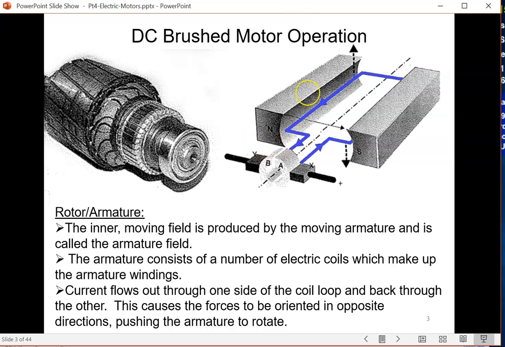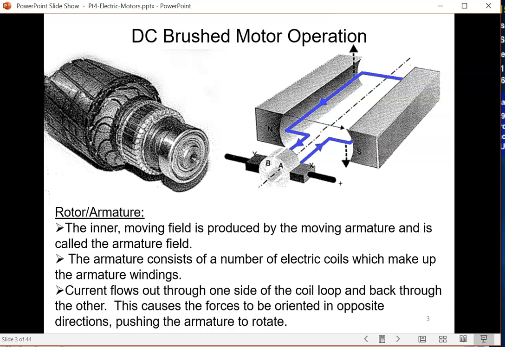If you just imagine this pair, it will be pushed along the angles. Eventually this side will come to that side, and that side will move to the opposite side. Now, if that happens, you will need to change the direction, because we don't want this current going this way. Otherwise, it will produce the opposite force. This current will need to reverse direction.